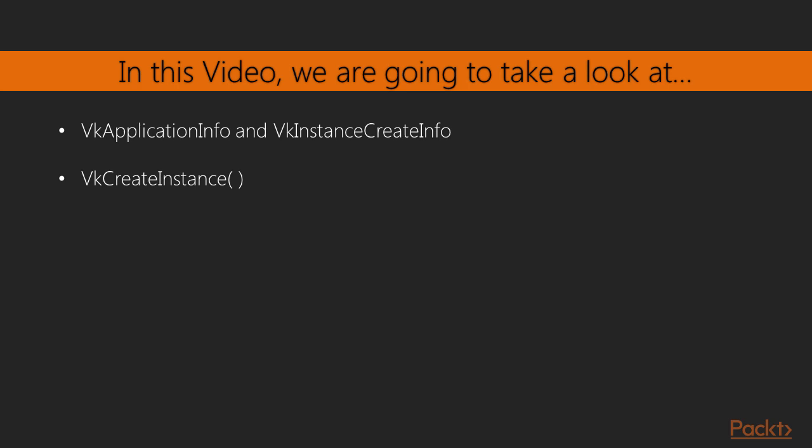So in this section we are going to take a look at two things. First of all, we're going to take a look at the VkApplicationInfo and the VkInstanceCreateInfo. These are both structs that we need to define and set up properly to be able to even create the application. And then we are going to create the VkInstance by calling a proper function given to us by Vulkan.